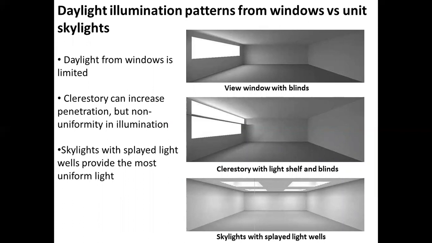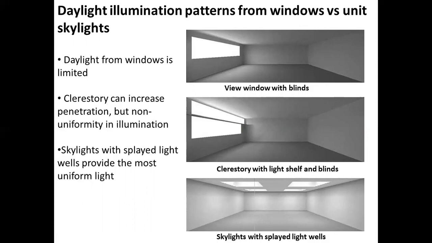Why am I saying unit skylight? Because these skylights are placed in a staggered formation, and each has a set dimension. They are arrayed or placed in a grid in the roof slab. So a unit skylight is one unit, and it is placed in multiple rows and columns. So, unit skylight versus window.